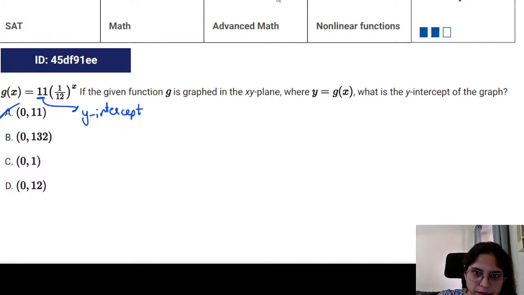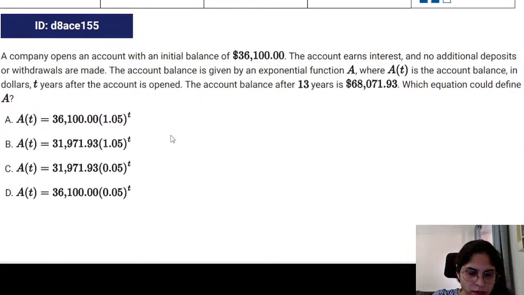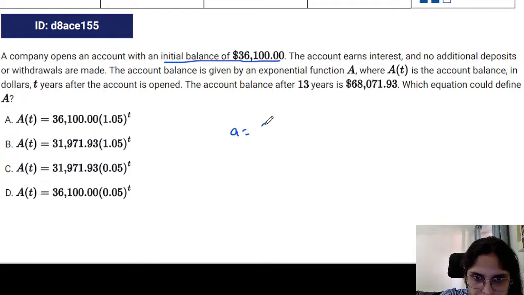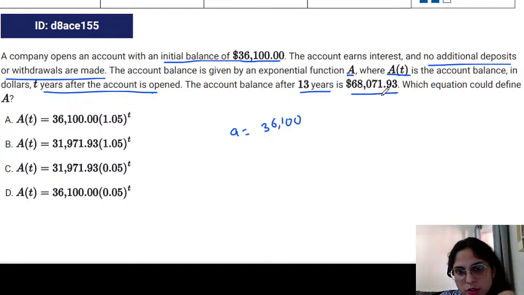Next is 98. That will be page number 99. A company opens an account with an initial balance. So this is your initial balance. That means this is the value of A. The account earns interest and no additional deposits or withdrawals are made. The account balance is given by an exponential function A, where A of t is the account balance in dollars t years after the account is opened. The account balance after 13 years is this much.